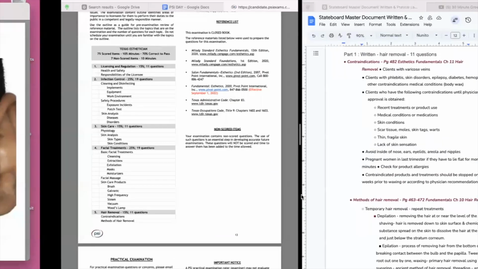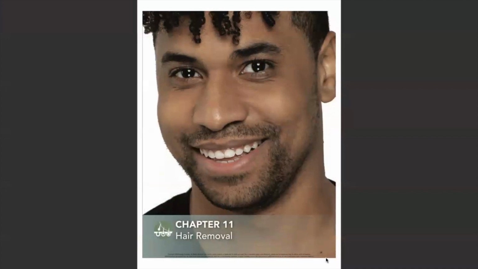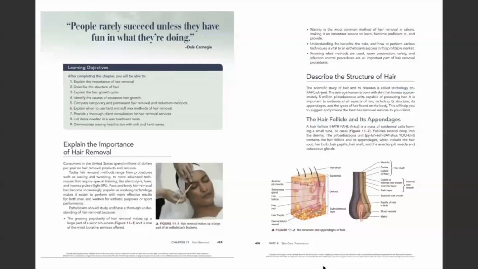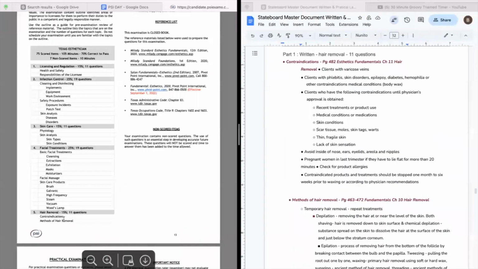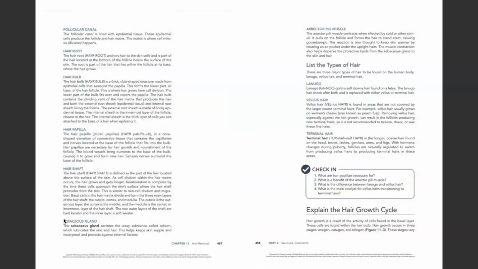So I actually want to go through the chapter like we did with the other ones. Let's look at hair removal as a chapter. It's only asking you for contraindications and methods of hair removal. So I wouldn't worry about anything in the chapter that's not a contraindication or a method of hair removal. So the hair follicle and its appendages, I'm skipping the list of hair types. I may skim, but I'm not worried too much about it.